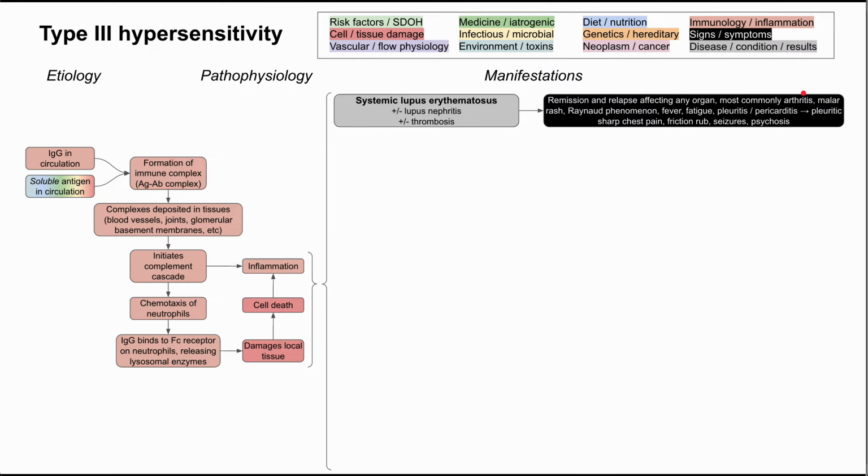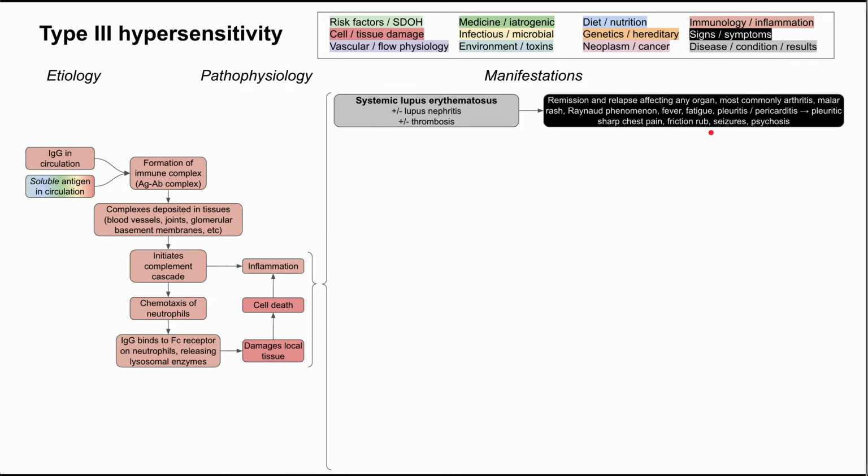Common symptoms include arthritis, malar rash, which is a butterfly-shaped rash on the face, Raynaud phenomenon. This is a vasoconstrictive problem in the blood vessels going to your fingers. Your fingers can become rigid and frigid, so cold, and they can change color. You can also have fever, fatigue, pleuritis, and pericarditis. So the patient might present with pleuritic, sharp chest pain and a friction rub.